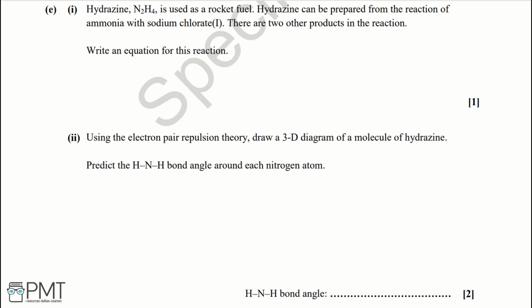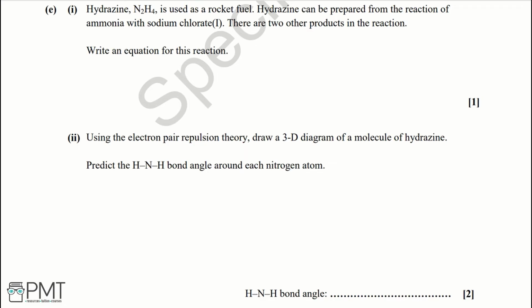Part E. Part 1. Hydrazine, N2H4, is used as a rocket fuel. Hydrazine can be prepared from the reaction of ammonia with sodium chlorate 1. There are 2 other products in the reaction. Write an equation for this reaction.